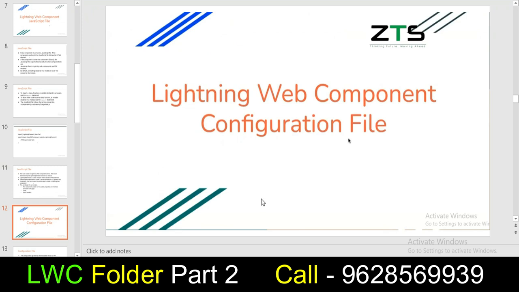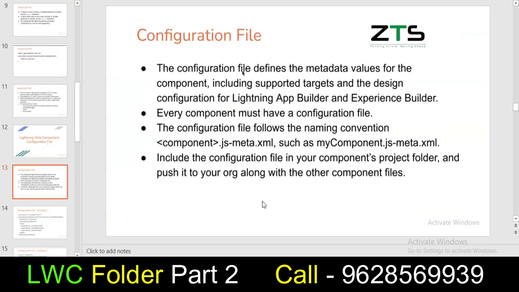Lightning Web Component configuration files. I already gave an overview, but I can show you again. Configuration files means design files, XML files, right? The configuration file defines the metadata values for the component, including supported targets and the design configurations for the Lightning App Builder and Experience Builder. Metadata values means which type of target, and design configurations for the Lightning App Builder and Experience Builder.